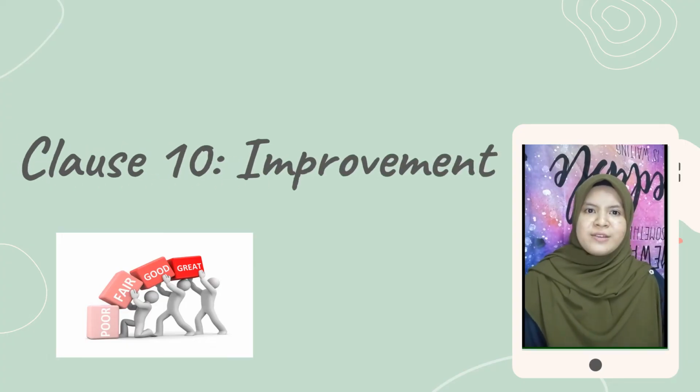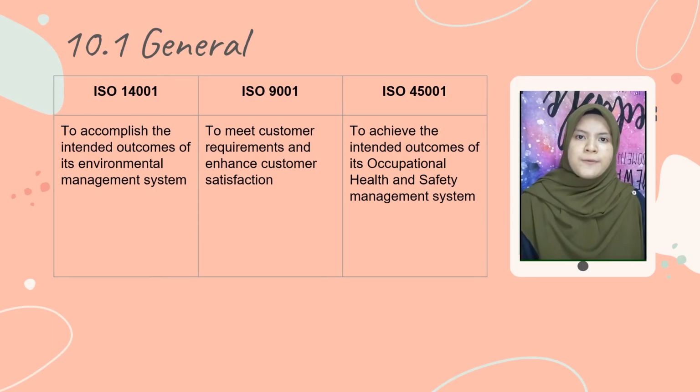Next, I will continue with the last clause, which is clause 10, improvement. This clause has three parts, which are general, non-conformity, and continual improvement. For general, ISO 14001 is to accomplish the intended outcomes of its environmental management system. ISO 9001 is to meet customer requirements and enhance customer satisfaction, and ISO 45001 is to achieve the intended outcomes of its occupational health and safety management system, OH&S.